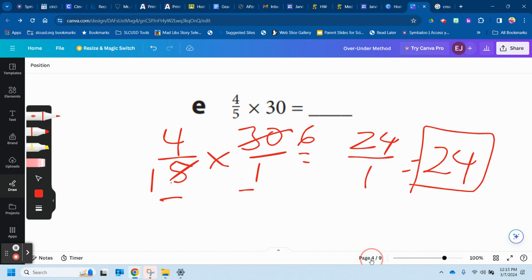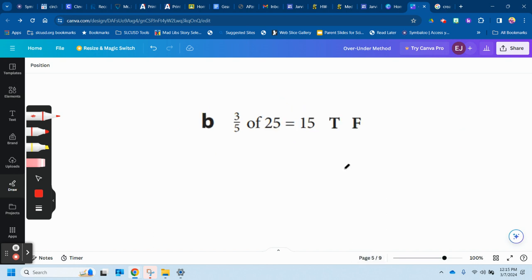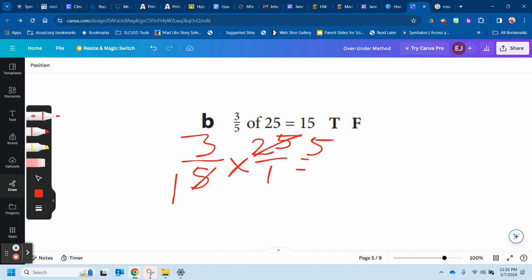Okay, let's keep on moving here. I would just solve these out. Let's see if this is true. 3/5 of 25. Is that going to be 15? So I can simplify before I multiply, which I like to do. 3/5, can't do it. 25 over 1, no, but 5 and 25 have a common factor of 5. 5 divided by 5 is 1. 25 divided by 5 is 5. Multiply across, 3 times 5 is 15. 1 times 1 is 1. That equals 15. So that is true.